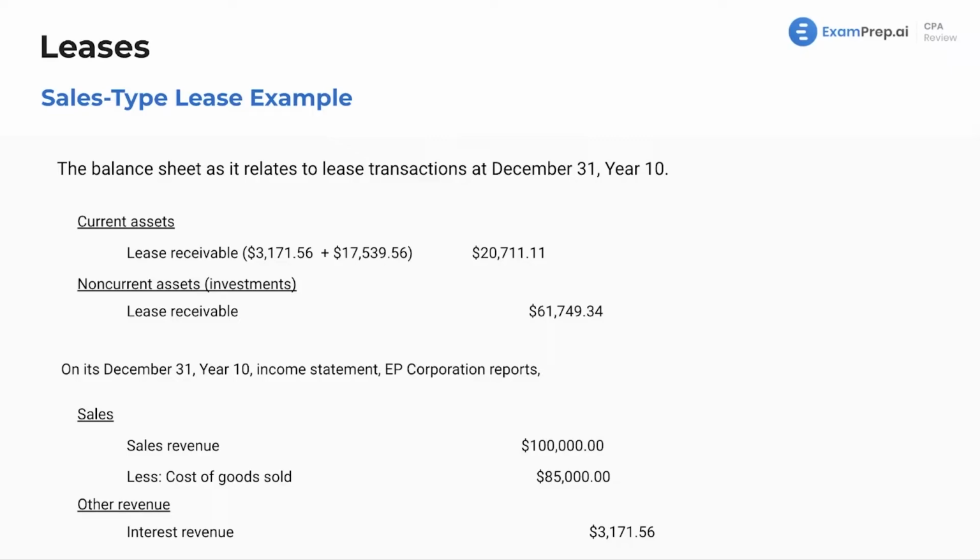Now here's the balance sheet at the end of year 10. Lease receivable, this is going to be the $20,711 amount in current assets, because that's what we're getting, right? We're getting payments of $20,711. Part of that is interest and part of that is principal. The non-current assets, that is the rest of the lease receivable that has not been paid out yet. What is the income statement? Well, we record sales revenue because we made the sale, and this is accrual-based accounting. So even though we haven't received all the cash yet, we still record a sale minus cost of goods sold. That's going to give us our gross profit on the income statement. And then we have interest revenue for just this one period so far, just this 1 year. That's how much we can record thus far.